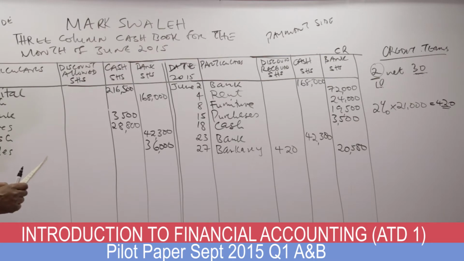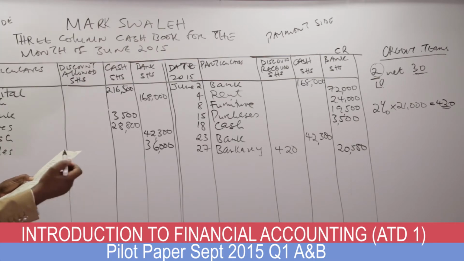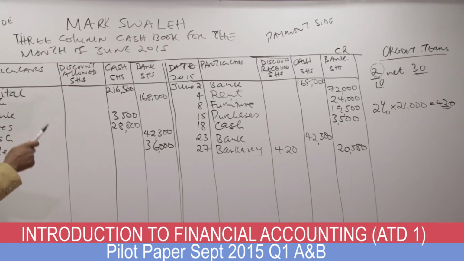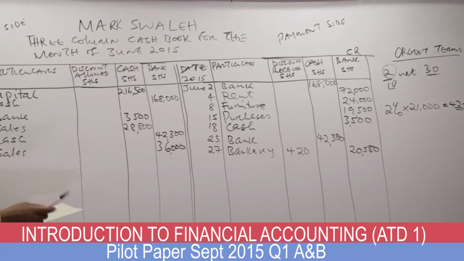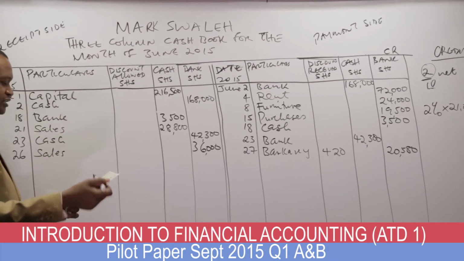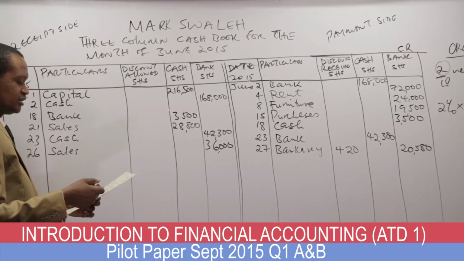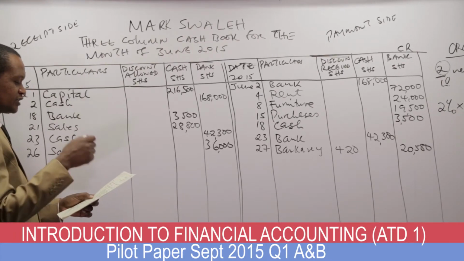There was another transaction on 27th where we are told Bakare sold goods on credit to T Kings. So this is a credit sale. Again, credit sales, we don't record in the cash book because there is no money that moved hands. There was no money received after this sale.